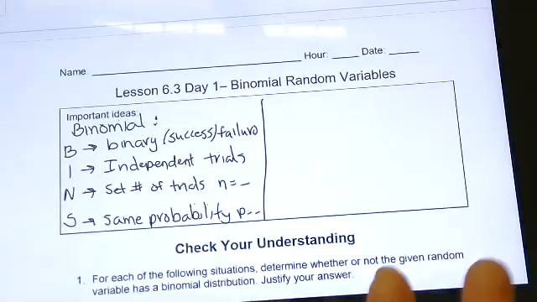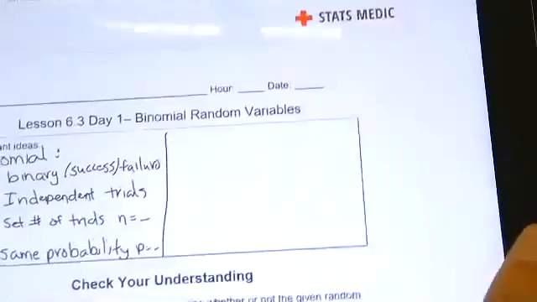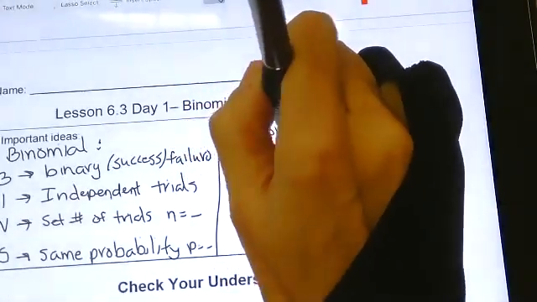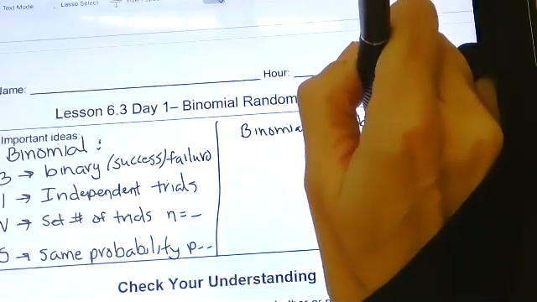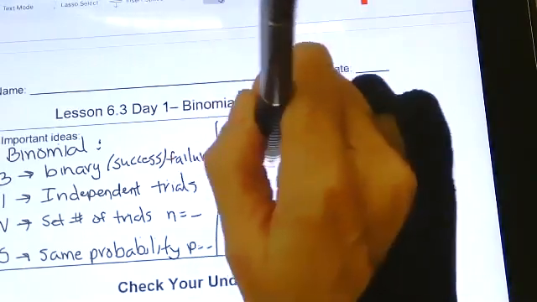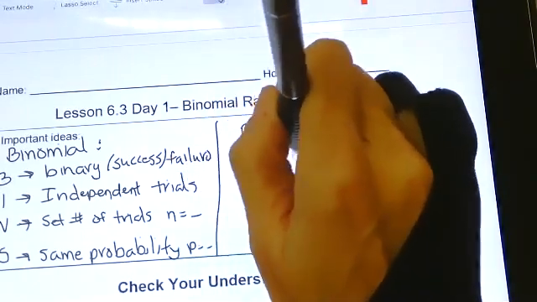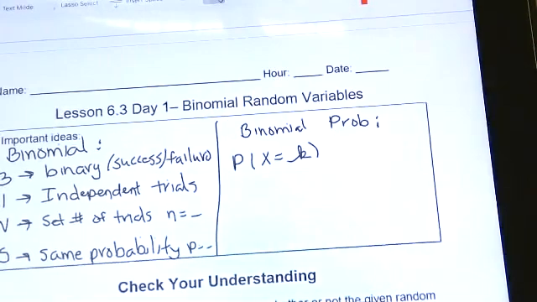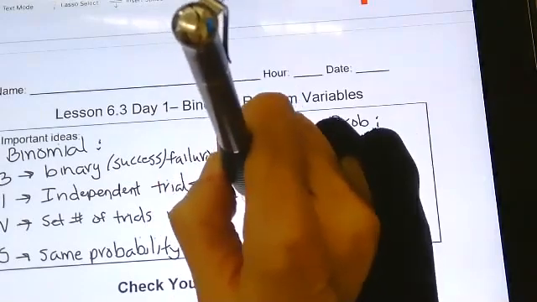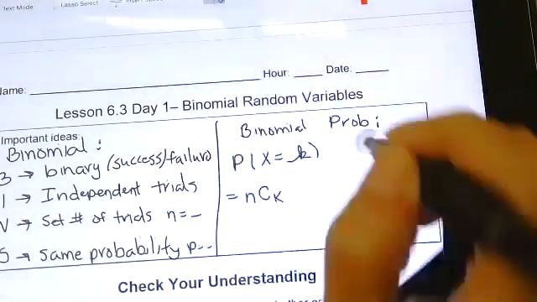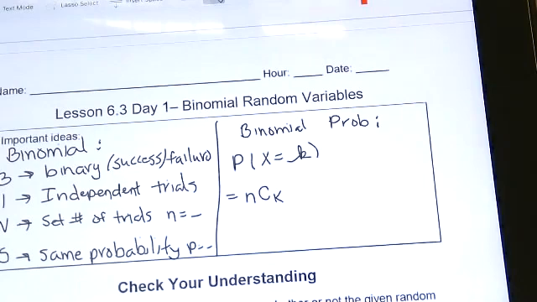Okay. The formula for binomial. Okay, so the probability that your number of successes is equal to, let's just say, some value K. So what's the probability of 1 success? What's the probability of 2 successes? What's the probability of, you know, whatever? How do we do this? We first have to figure out how many ways you can get your successes. So NCK.